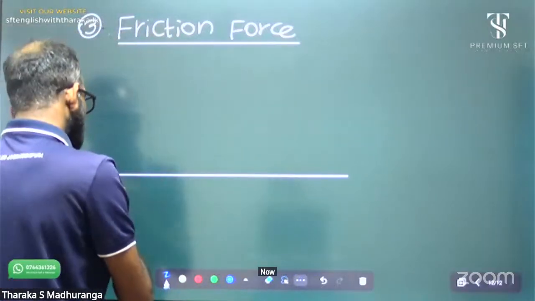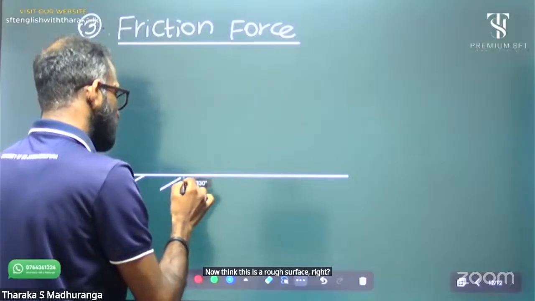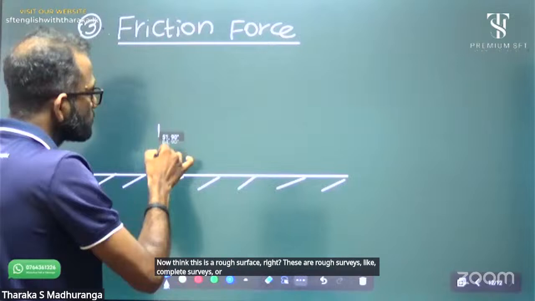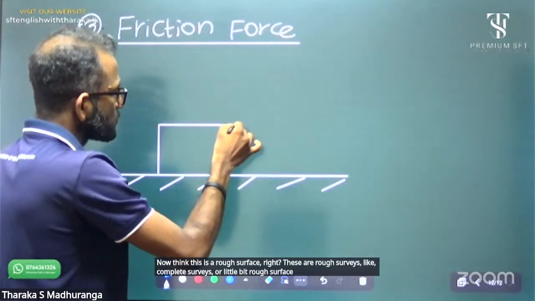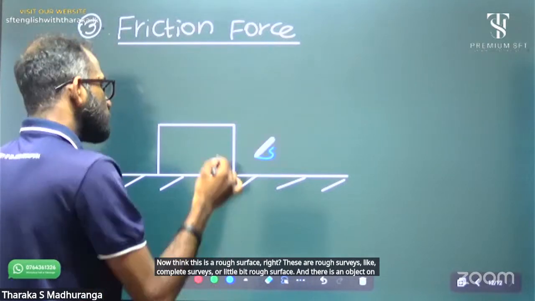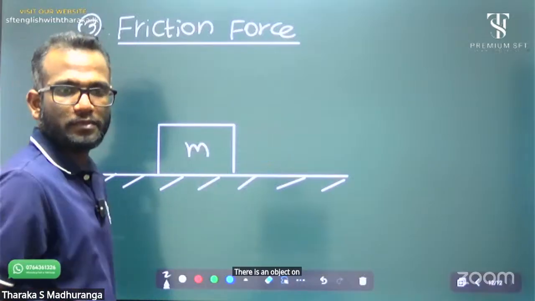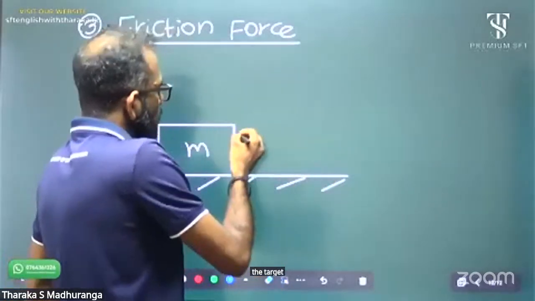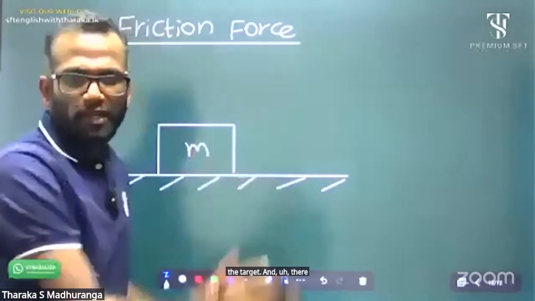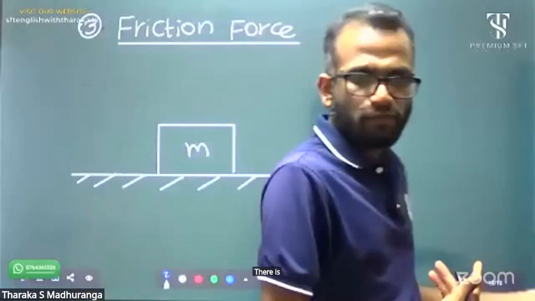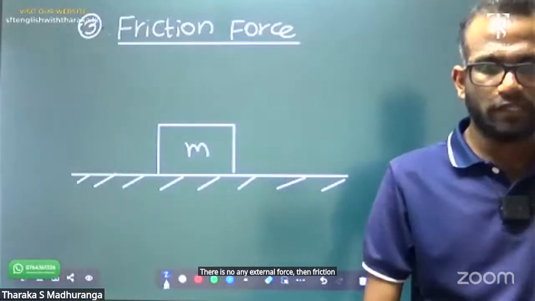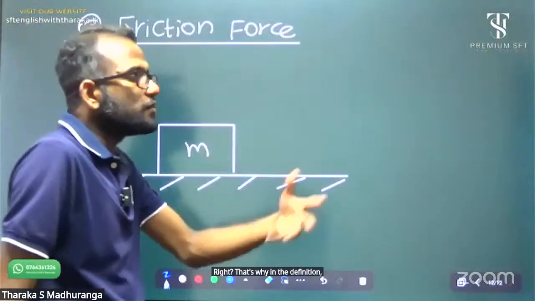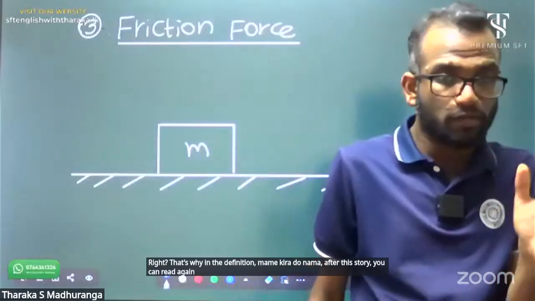Now think this is a rough surface, like a concrete surface or a little bit rough surface, and there is an object on this rough surface with mass m. And there is no unbalanced force, no external force. Then friction is 0 actually. No friction force is exerted on this object. After this story, you can read the definition again and try to understand it, right?